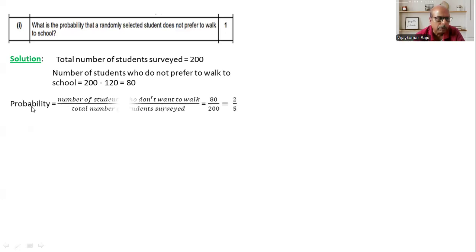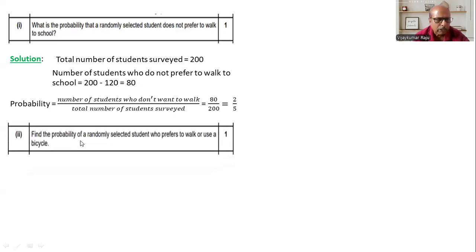So what will be the probability? Probability is number of students who don't want to walk divided by total number of students surveyed. Number of students who don't want to walk is 80. Total surveyed is 200. So 80 upon 200 is 2 upon 5. So this is the probability of students who don't want to walk to school. Now let's take the second bit.